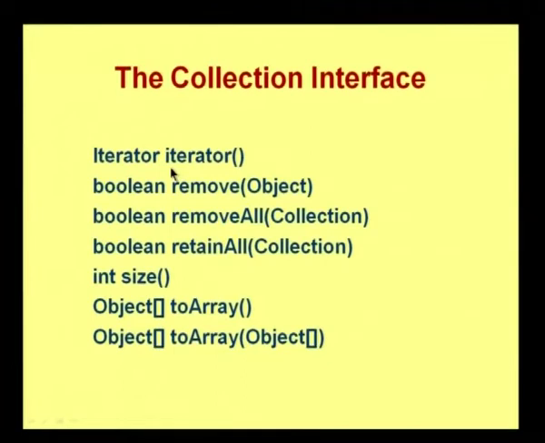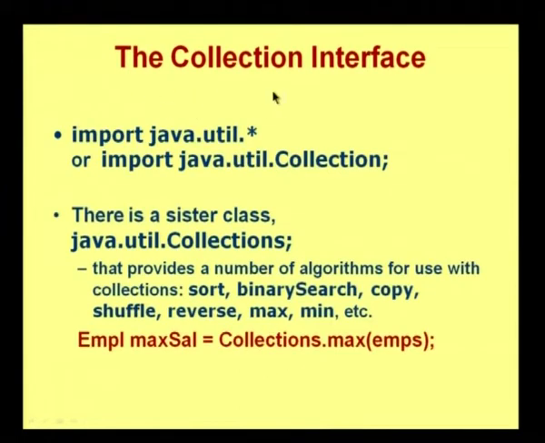We have iterator, which is used in order to retrieve the values from the collection. I can remove an object, I can remove a set of a collection, and after removal I can retain all the values. I can get the size of the collection, and I can even change the collection to an array. I can have an array and then specify the object, which again means that it is a collection. You can see that the collection interface is available in java.util.